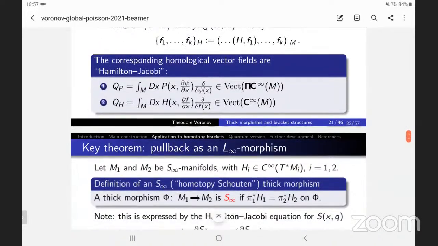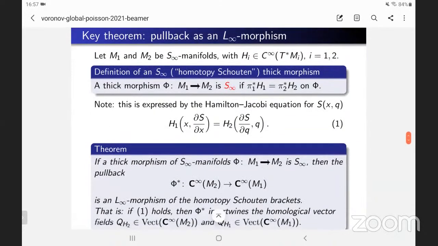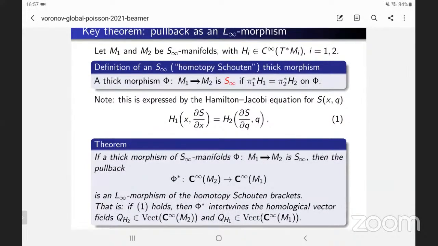Now, the main theorem of this talk concerns this application. Let me formulate it for S infinity, please. Suppose we have two S infinity manifolds. S infinity structures are specified, as we discussed, by two odd Hamiltonians, H1 and H2 respectively. So we say that a thick morphism from M1 to M2 is an S infinity morphism if the liftings of both Hamiltonians to this canonical relation between T*M1 and T*M2 coincide. So you lift the Hamiltonians and they coincide on this relation given by our morphism phi.